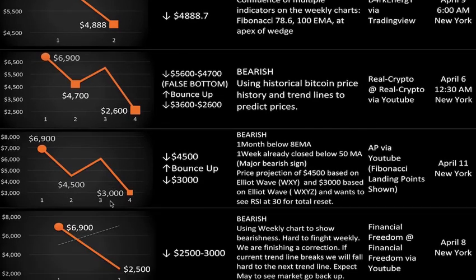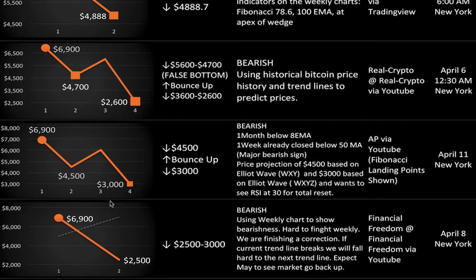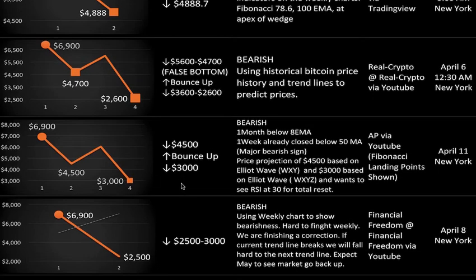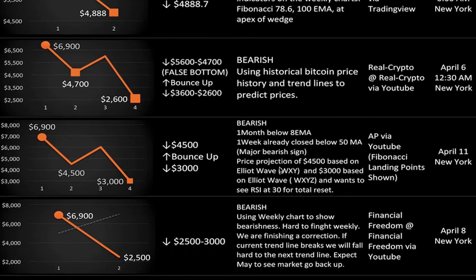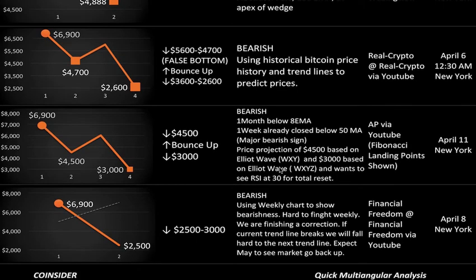And then we have AP. He's on YouTube and also on Twitter, and he believes we're heading down first to 4,500. Then we'll have a bounce up, and then we will have a finishing price of 3,000. He looks at things from the monthly, then the weekly to justify his bearish views, and then he uses Elliott wave. His Elliott wave is a little bit different from the others, so please see his YouTube channel, his latest video on April 11th, for the details on that. And we also have his chart below for his prediction.